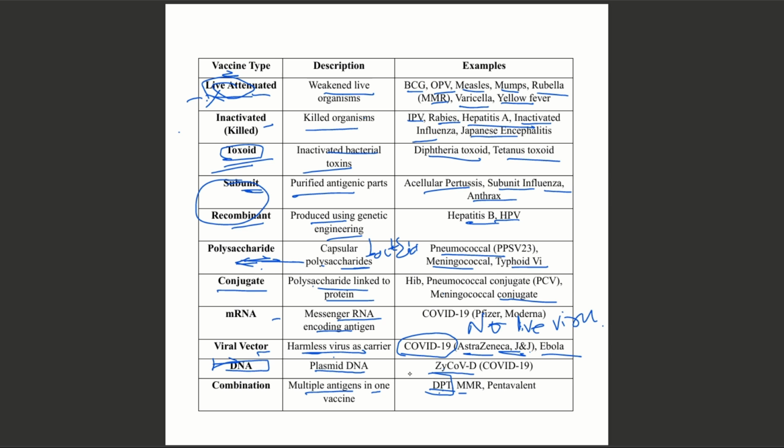For the drug inspector exam, these are some important points.